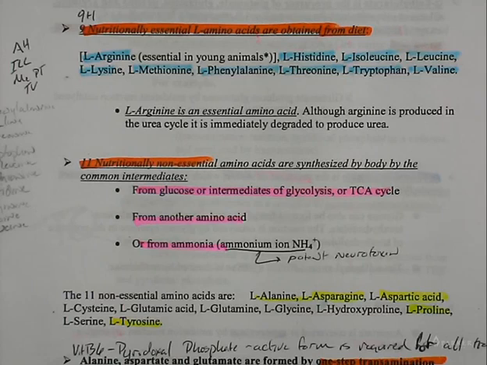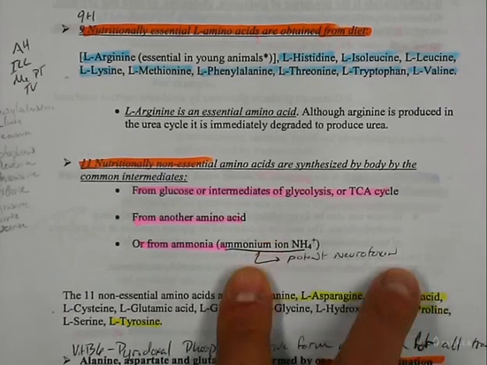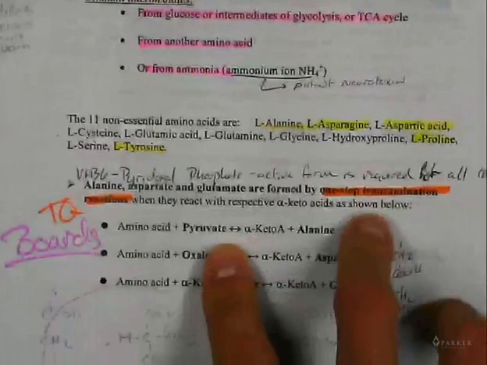So we have to get the ammonia, which usually floats around as ammonia, the nitrogen, from somewhere else. The only source of nitrogen in a human diet is a protein. So you have to eat protein to get protein either way. But if we have amino acids that we have plenty of, we can sometimes move them around, and that's what we're about to talk about.